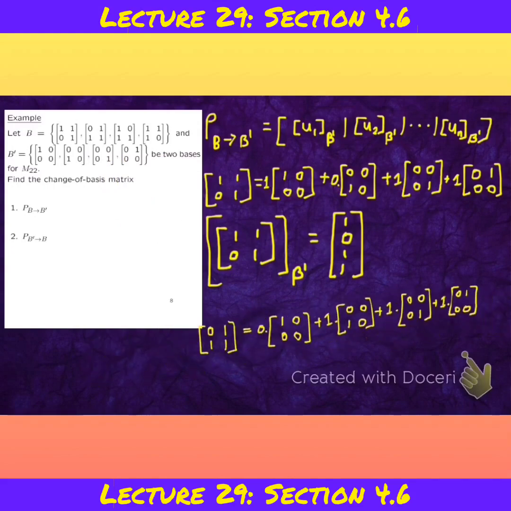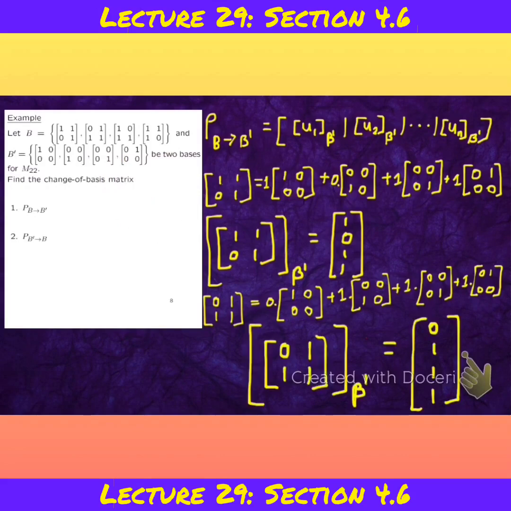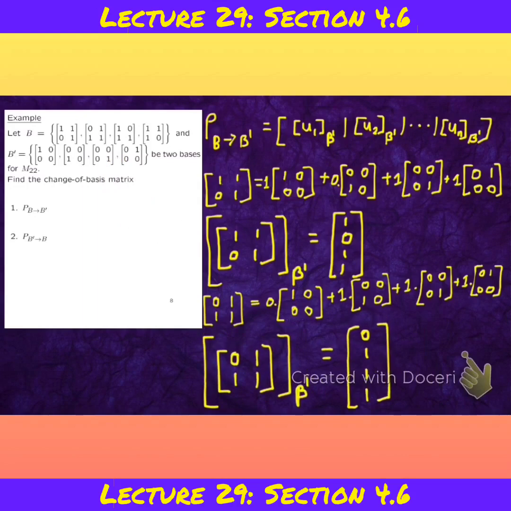Then we take our second vector, which is the matrix 0, 1, 1, 1. There we write it again as a linear combination of all the vectors in B prime. And so my second column becomes this second column vector. Okay, and how did I get that? Reading off the values.